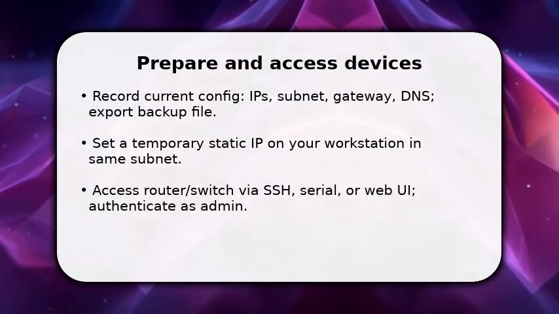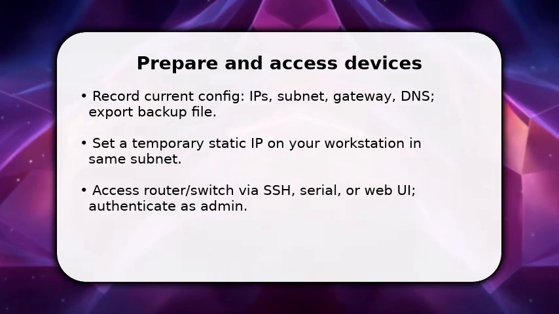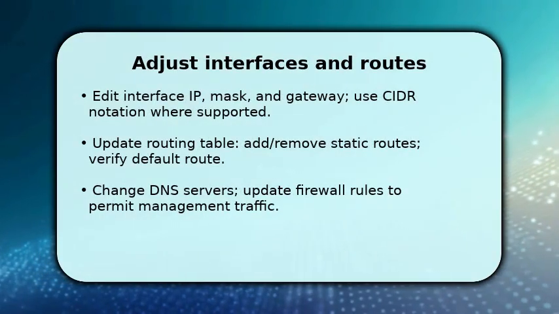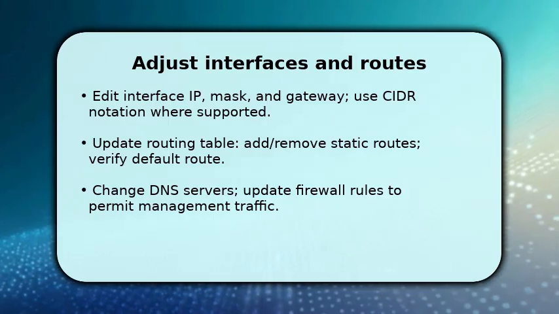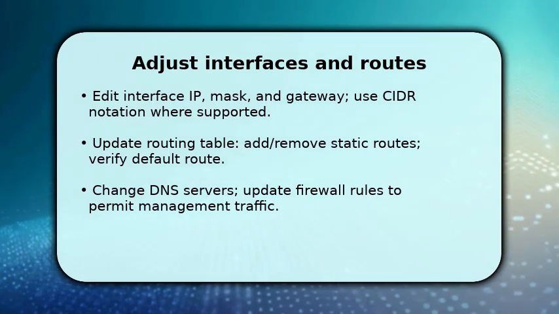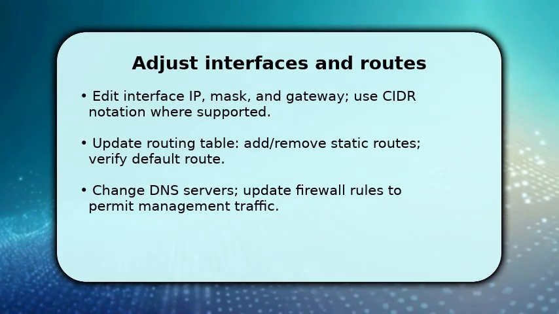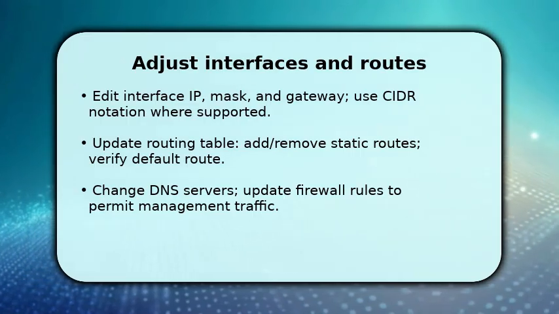You now change the interface IP and subnet mask exactly where required, applying CIDR notation for clarity. Once applied, update or add static routes so traffic uses the correct gateway, and verify that the default route points to the intended exit. Make sure DNS entries are updated so names resolve immediately, and adjust firewall rules to allow management traffic such as SSH and ICMP.